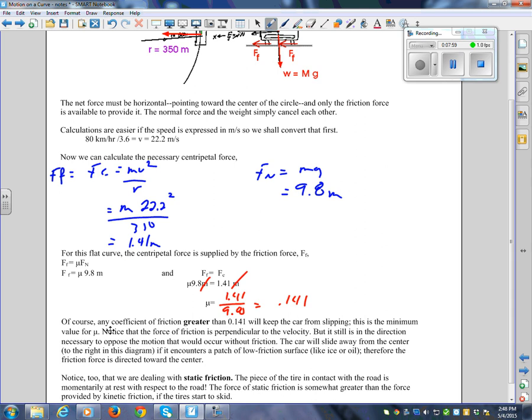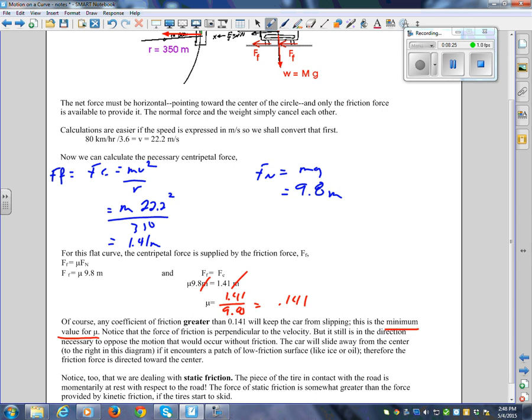Any coefficient greater than 0.141 will keep the car from slipping. This is the minimum value for mu. Notice that the force of friction is perpendicular to the velocity. It is still in the direction necessary to oppose the motion that would occur without friction. The car will slide away from the center to the right in this diagram if it encounters a patch of low friction surface, like ice or oil, and it will drift, as Zach likes to say.